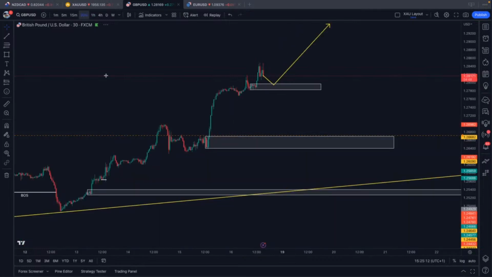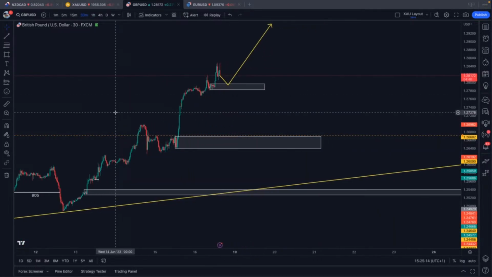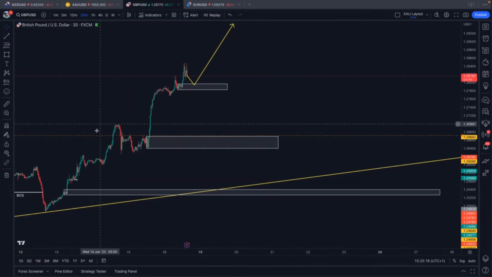But let's just see how price reacts to these. I've obviously got these zones marked out here. If you guys want to mark out the zones yourself as well, by all means do so, as potential areas to buy from. But let's just see how that plays out. I'm going to set an alert here just so we can see how price plays.